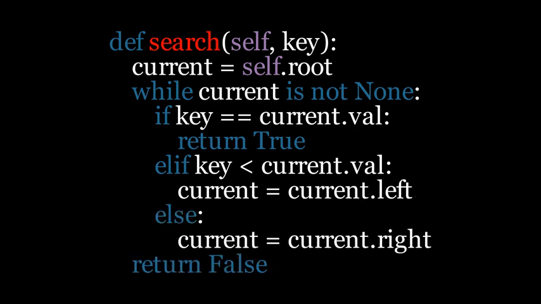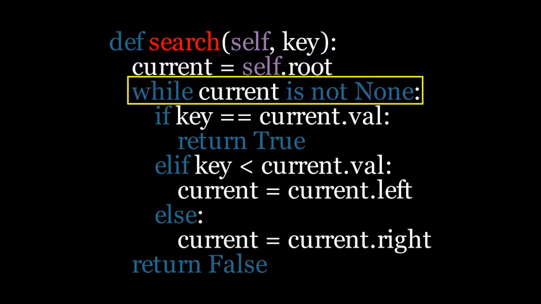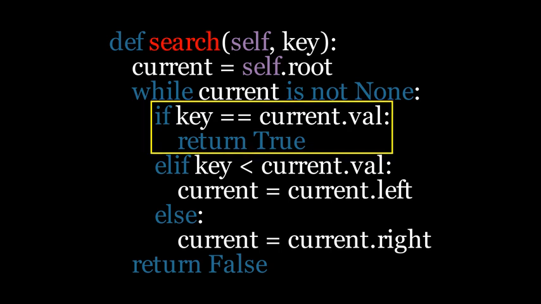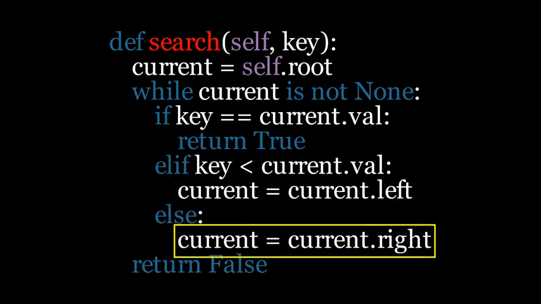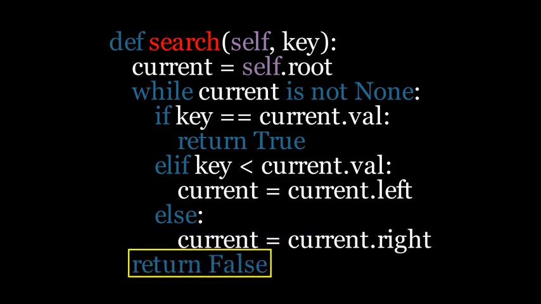To search for a key in a binary search tree, BST, using an iterative approach, you start by defining a search method that takes the key as a parameter. Initialize a variable current and set it to the root node of the tree. Use a while loop that continues until current is none. Inside the loop, check if the key is equal to the value of the current node. If it is, return true, indicating that the key is found. If the key is less than the current value, move current to its left child node. Otherwise, move current to its right child node. After the loop ends, if the key is not found, return false.